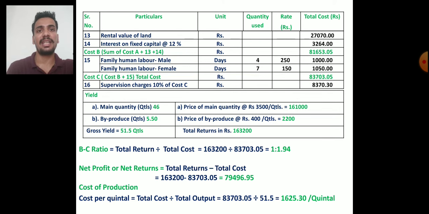If your area is in acres, suppose your area is 1 acre, you can calculate similarly and convert it into hectares, means the value of 1 acre into 2.46 or 2.5. It will give you the per hectare cost of cultivation, means we have to just multiply that value by 2.5, acre into hectare, it will give you the per hectare cost of cultivation.